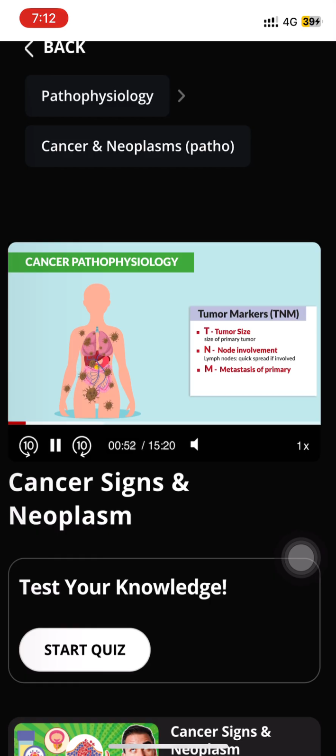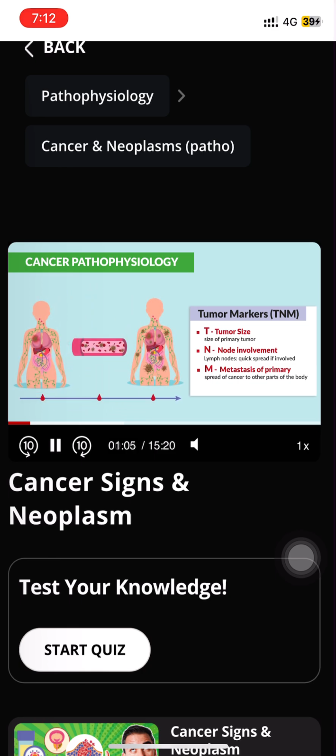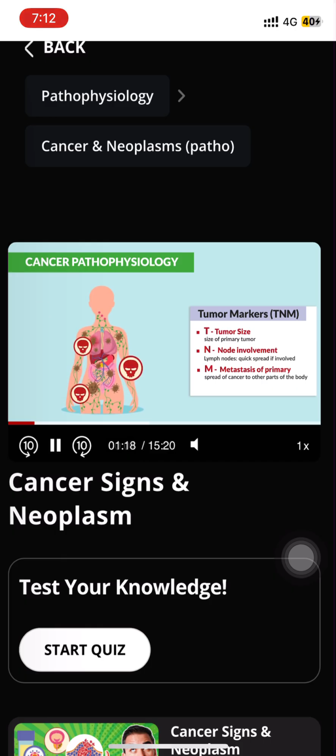Now M is for metastasis of the primary tumor. This is the spread of cancer to other parts of the body. So cancer cells break away from where it first formed, this is the primary cancer, and travel through the blood or lymph system to form new tumors or metastatic tumors in other parts of the body. The metastatic tumor is the same type of cancer as the primary tumor. So remember, at this stage, it's very hard to treat, as cancer is now all over the body.